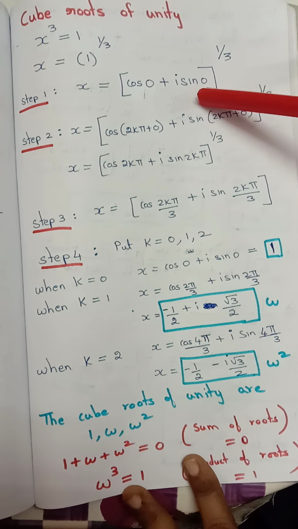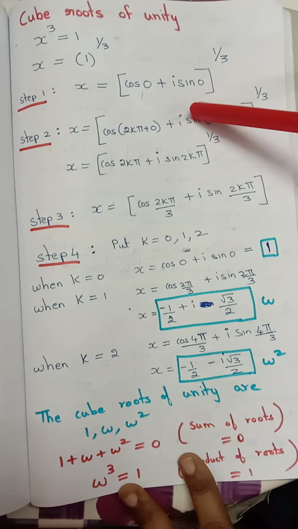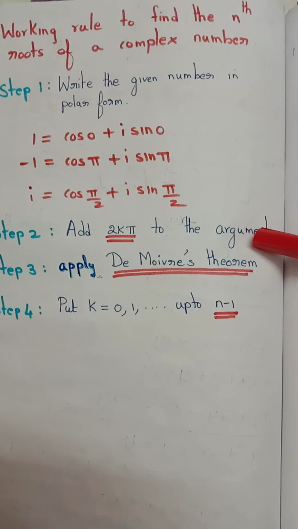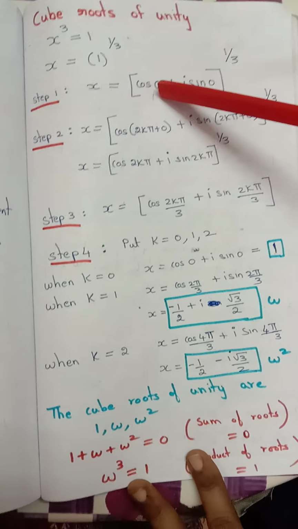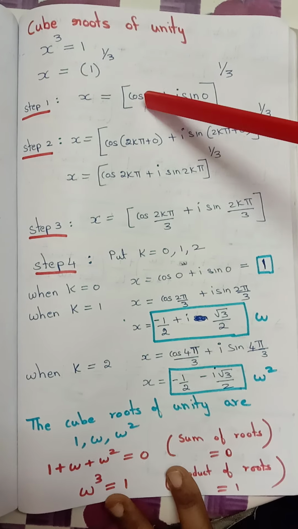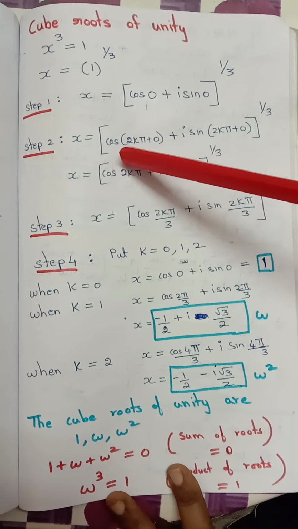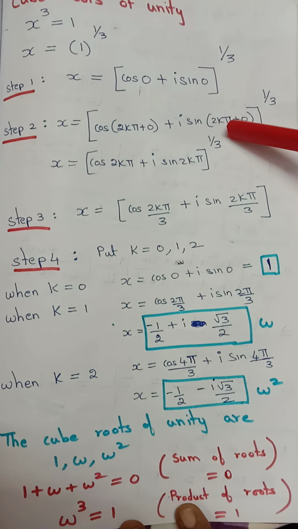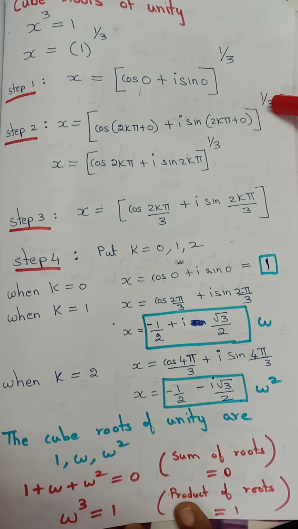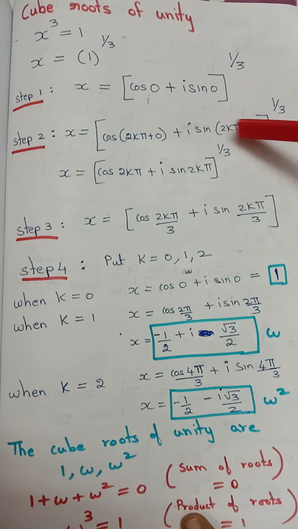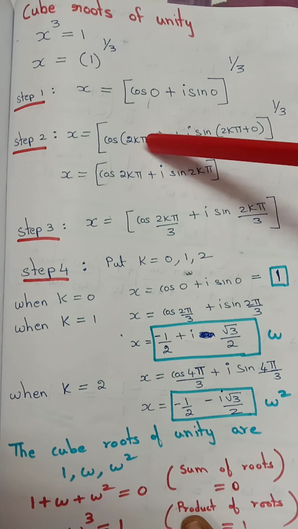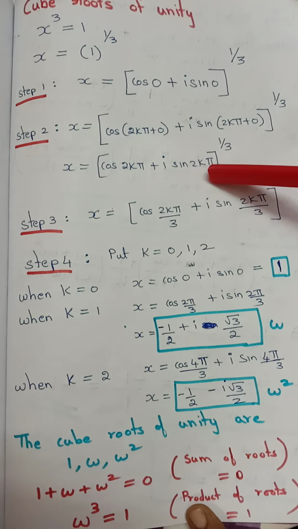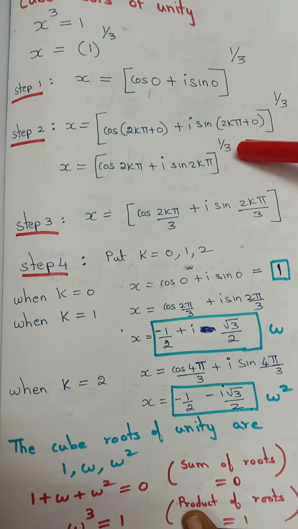Step 2, what did I say? You have to add 2k pi to the argument. So this is our argument, 0. With this you have to add 2k pi. So x is equal to cos of 2k pi plus 0, plus i sin of 2k pi plus 0, whole thing raised to the power of 1 by 3. You know very clearly that with 0, any number you add, you get back the same number. So x is equal to cos 2k pi plus i sin 2k pi, to the power 1 by 3.